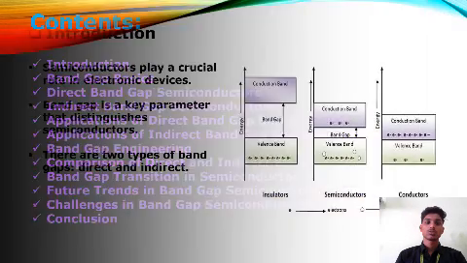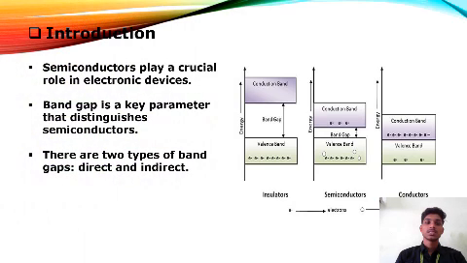Let us go to the first, introduction. Semiconductors play a crucial role in electronic devices. Band gap is a key parameter in deciding the semiconductor. There are two types of band gap, direct and indirect.